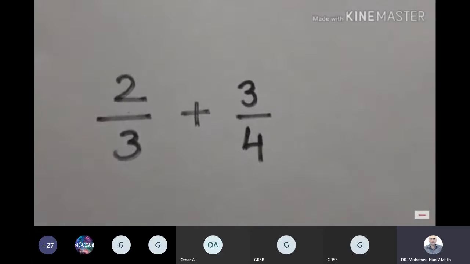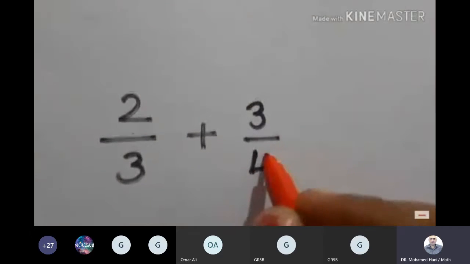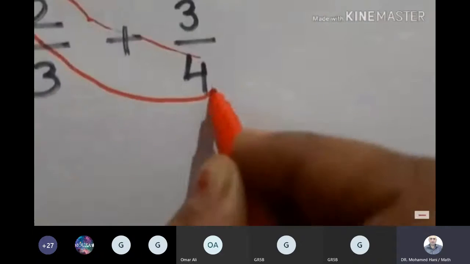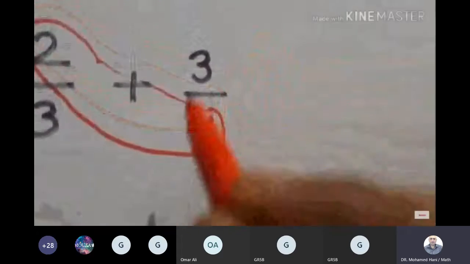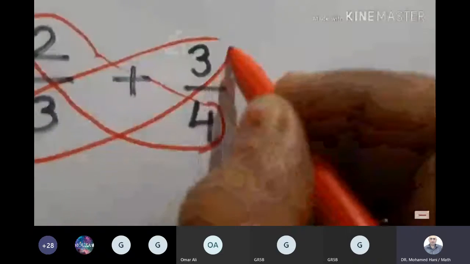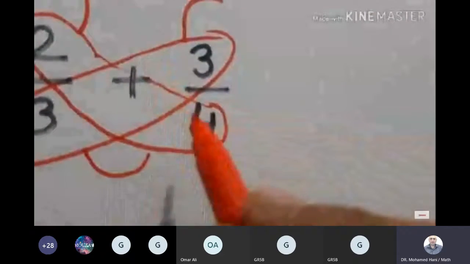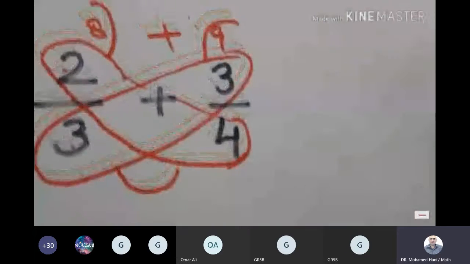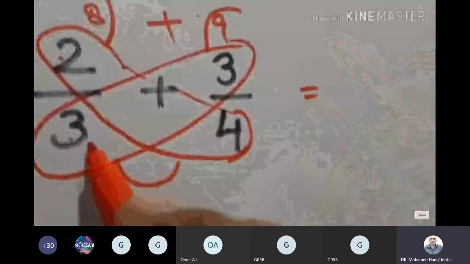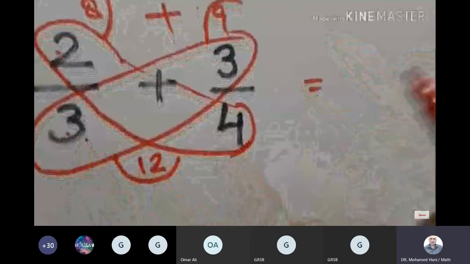Let us solve another one. It is a plus. First of all, I am going to make the butterfly like this. Okay. 4 2s are 8. I will write here 3 3s are 9, and in between the sign, whatever it is, and the denominator 3 into 4, that is 12.